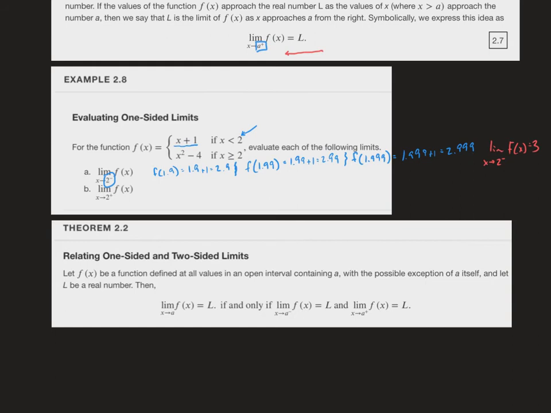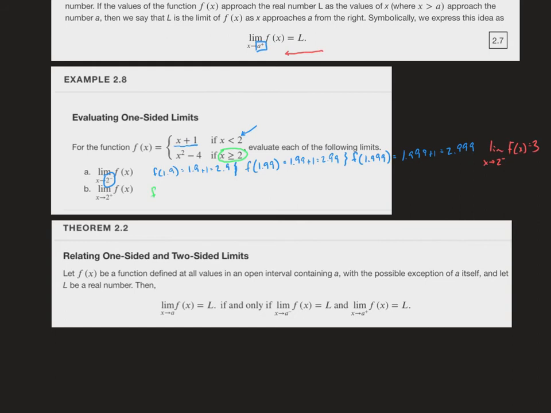The right is, and I'll go with green here, if x is greater than or equal to 2. That is from the right. 3 is bigger than 2. 3 is to the right of 2. Okay, but I need to know what happens when I'm close to 2.